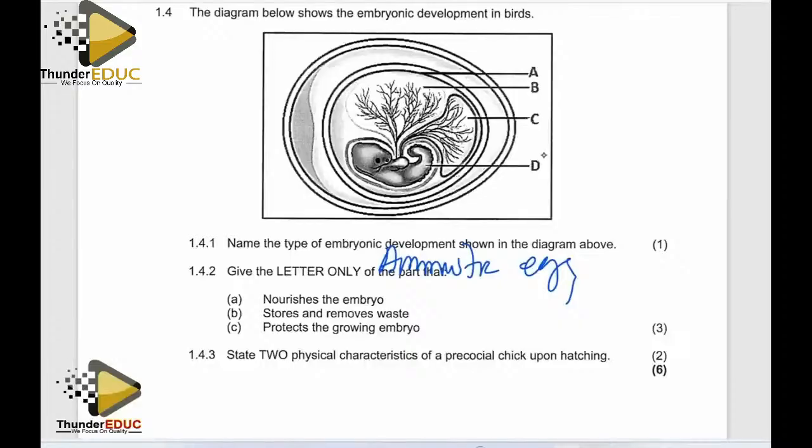Give the letter only. Here they're saying letter only. They don't want your name. But for the purpose of revision, we will give the name also.